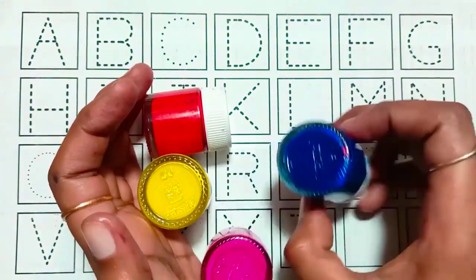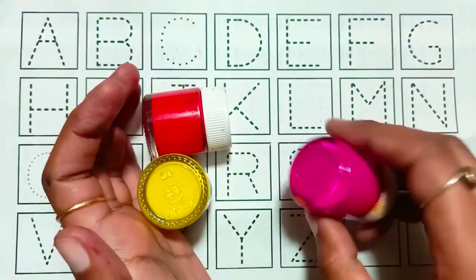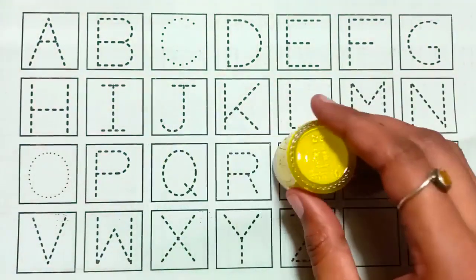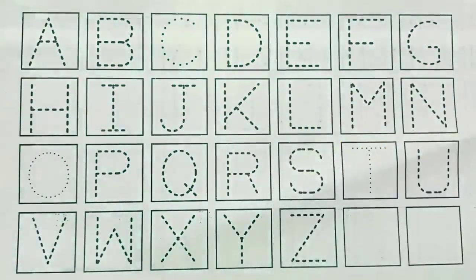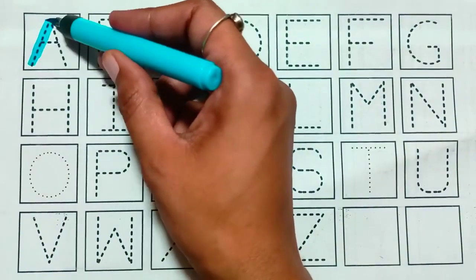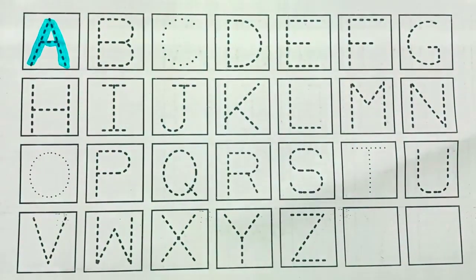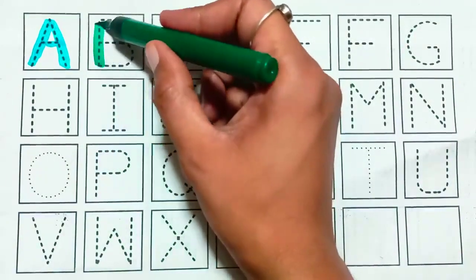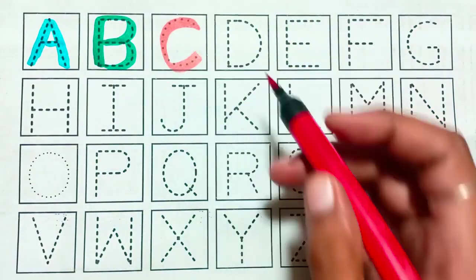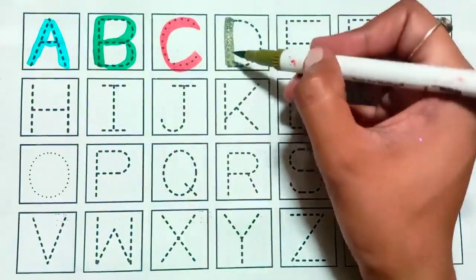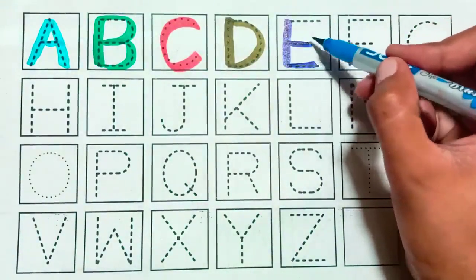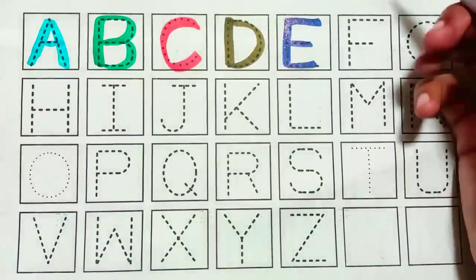Green color, blue color, pink color, red color, yellow color. A for apple, B for ball, C for cat, D for dog, E for elephant, F for fish.